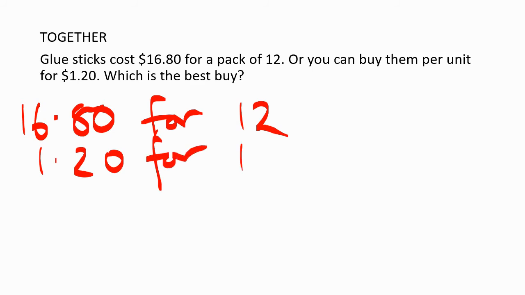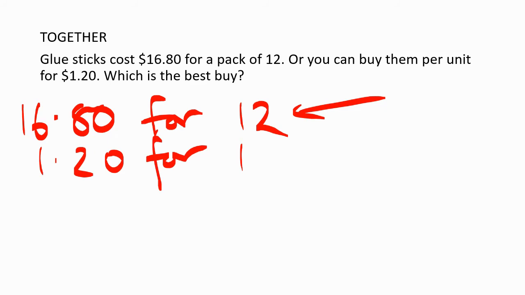We already know the per unit price here. So we've got to do something to this one up here. We already know that it's $1.20 for 1 for this second deal per unit. So we've got to work out how much it is per glue stick, if for 12 you're paying $16.80.